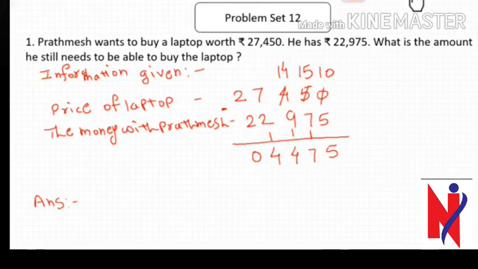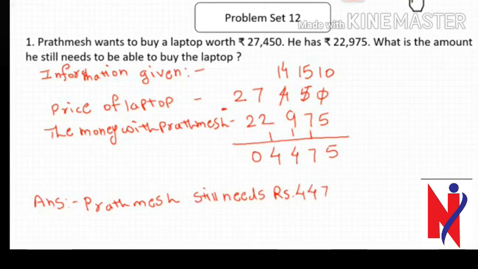Last sentence. Prathamesh still needs rupees 4,475.